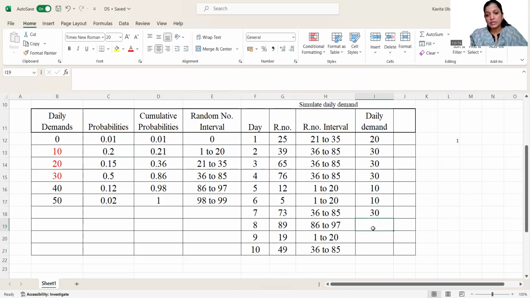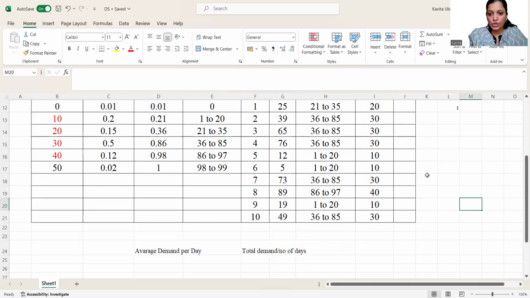If your random number lies between 86 to 97, then the daily demand is equal to 40. Again, I have highlighted this 40 in column B. Then for 1 to 20, it is 10. And for 36 to 85, I hope you are getting me. So this is your daily demand for the random number intervals given. They have asked you to simulate demand for the next 10 days. So here we have simulated demand for the next 10 days.